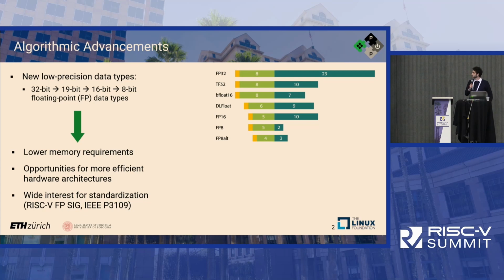From the algorithmic side, new, more compact, low-precision data types have been recently proposed. There's been a shift towards lower precision formats, passing from the 32-bit float down to 16-bit or even 8-bit floating point data types. All this helped lowering the memory footprint of NN models. It opened very interesting opportunities to improve the efficiency of our hardware architectures, and generated quite some interest around these new formats and operations that can leverage these new data types.